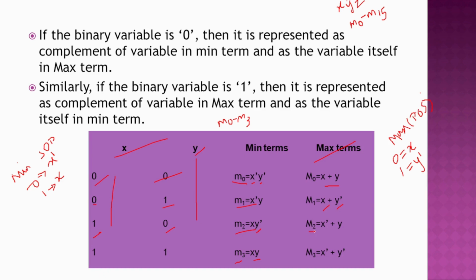For M2, the x value is 1, so you need to write x dash plus y, value is 0, so you need to write the variable as it is. And finally, you will have x equal to 1 and y equal to 1. So M3 is represented with x dash plus y dash.